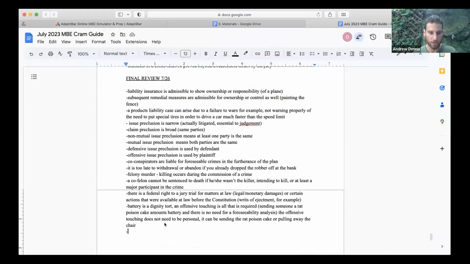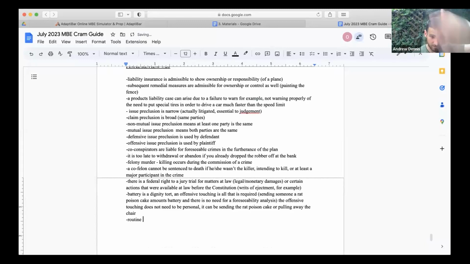So we can say that routine business practices are admissible. For example, a person can testify about the habits of the mailroom people collecting mail.